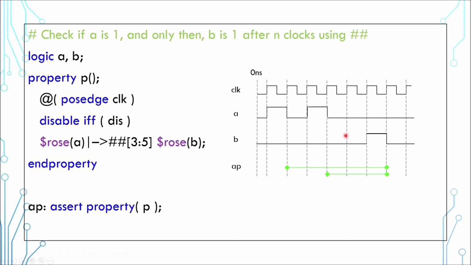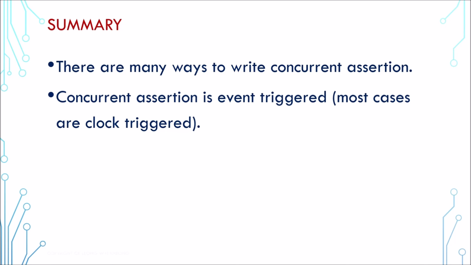And now before I go, there are still many areas that I didn't cover. For example, they are fell and stable. But I hope this would give you sufficient foundation on writing concurrent assertions. Next, we'll look into cross-module reference.